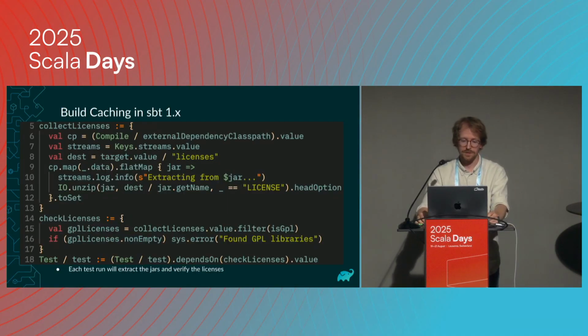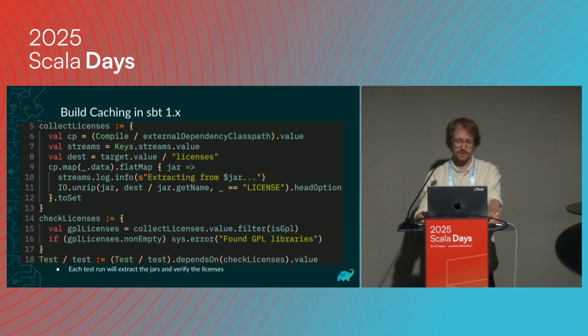So let's look at a different example now, how we can turn a plain task into a cache task. So let's say, for instance, that you want to make sure you don't depend on any GPL licensed code in your code base. So you would like to define something that's going to check on the licenses that you have in your dependencies. You will want to depend on that whenever you execute the test so that you're sure that it's going to be called by CI.